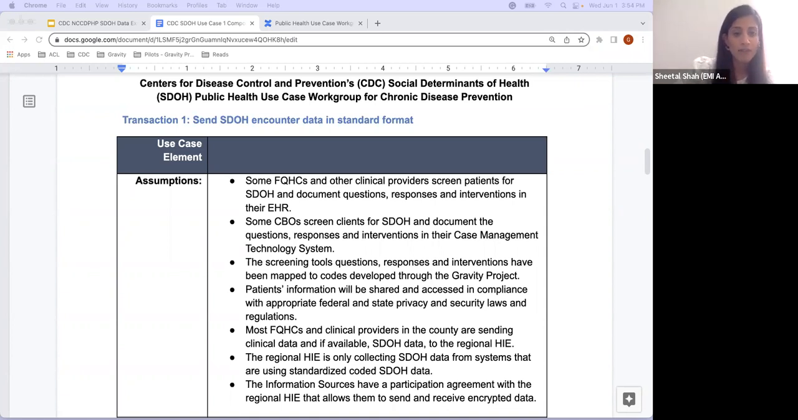We also state upfront the regional HIE is only collecting SDOH data from systems that are using standardized coded SDOH data. Again, we know this is happening in some pockets of the country, but it's not widespread yet and ubiquitous, and we're hoping that this can drive towards that future state. And then lastly, we have here the information sources. We wanted to acknowledge that they have those appropriate participation agreements to be able to send and receive the encrypted data to the regional HIE or the trusted intermediary in this case.